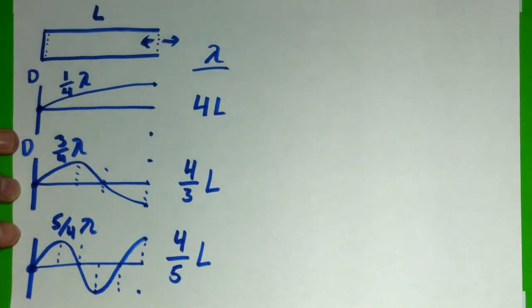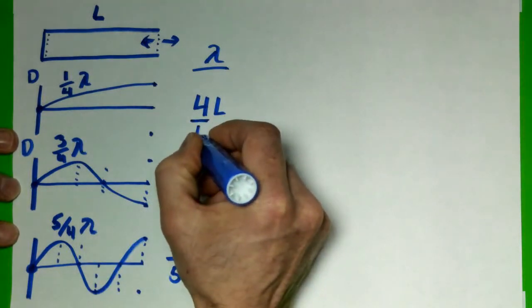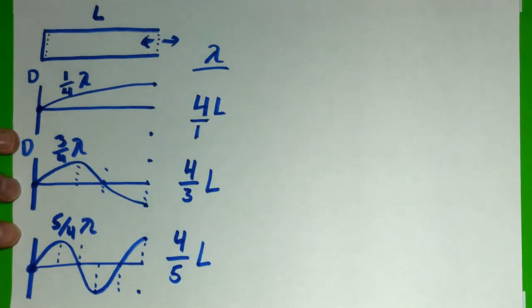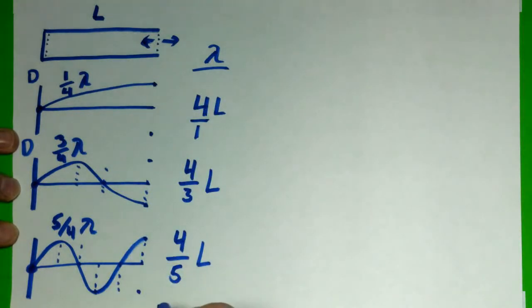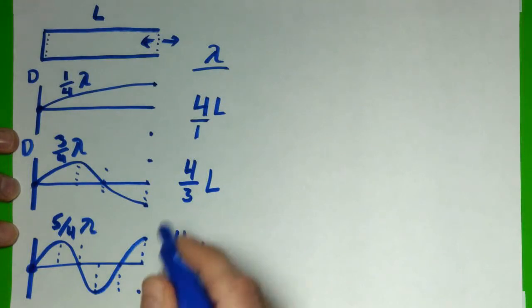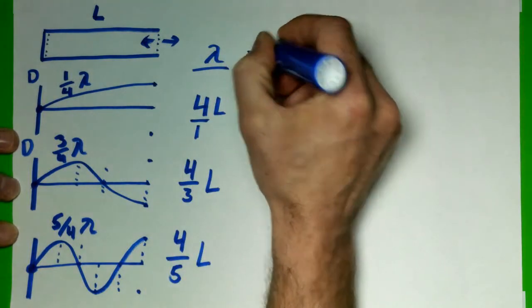Okay. All right. Do we see a trend? If I put a little 1 right there, hopefully you do. If I did the next one, we could expect a 4/7 L for our wavelength. The integers are increasing but only by odds. So from this, we can infer a relationship.